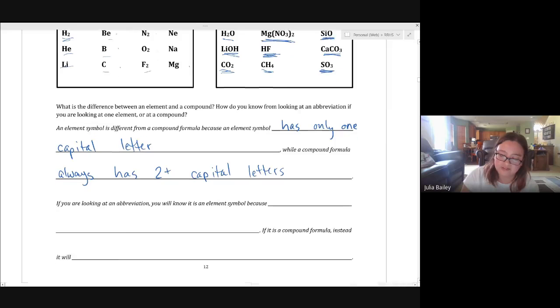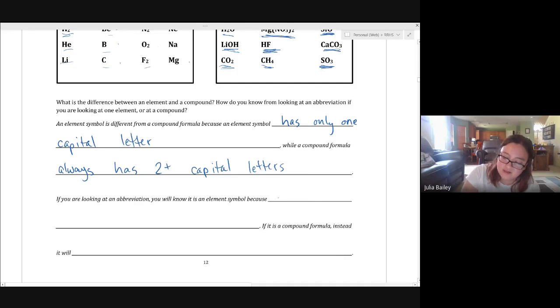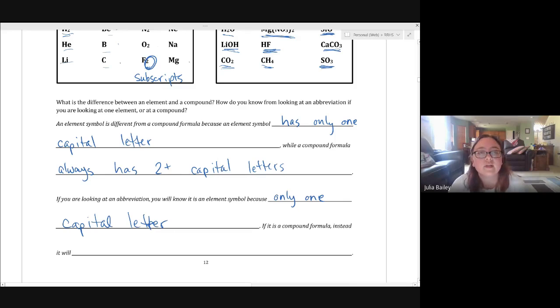If you're looking at an abbreviation, you'll know it's an element symbol because there's only one capital letter. Even if there's a second letter, even if there's those tiny little numbers at the bottom, these things are called subscripts. It can still be an element with those numbers. It can still be an element with the second letter. But there will only be one capital letter. That's how you'll know it's an element. And for a compound formula, instead, it will have two or more capital letters.